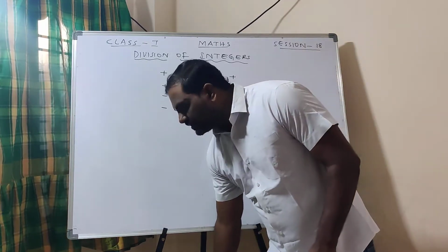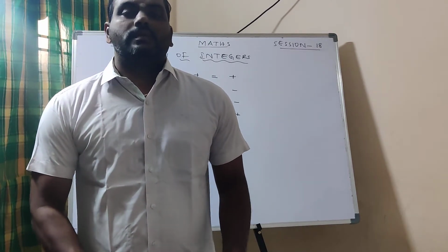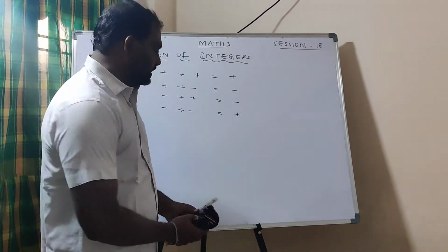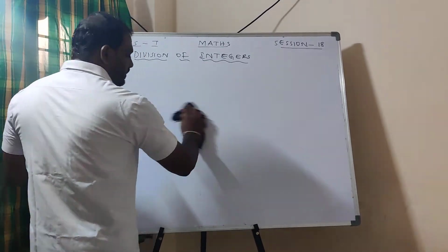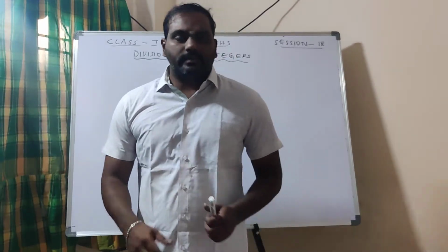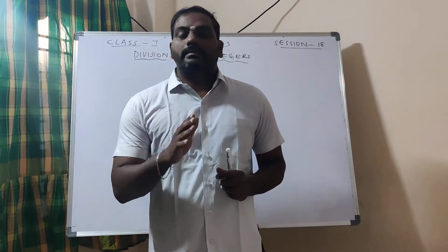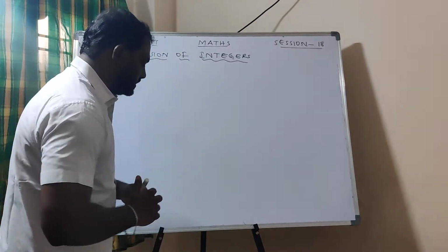This is the formula you have to practice, just as you practiced in multiplication. How did you practice multiplication? Plus into plus is plus, plus into minus is minus, minus into plus is minus, minus into minus is plus. Like that, in this case also you have to follow this.